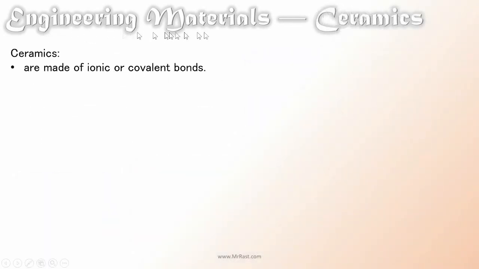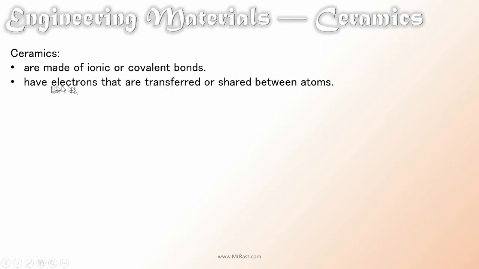Our next engineering material is ceramics. Ceramics are made of ionic or covalent bonds. They have electrons that are transferred or shared between atoms. Remember, in ionic compounds, an electron is given from one ion to the other. The cation donates to the anion. So that's what I mean about transferred. Or it could be covalent. Ceramics can be covalent bonds as well, where we have a sharing of electrons. And hopefully you guys remember that sharing of electrons is the strongest of the bonds.